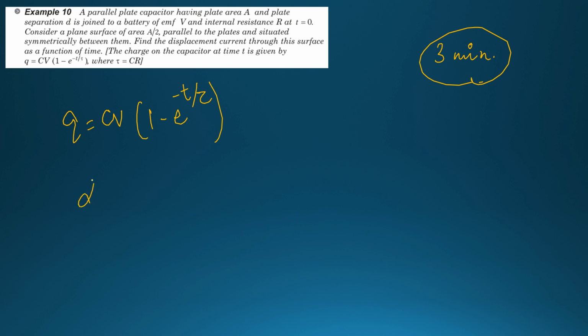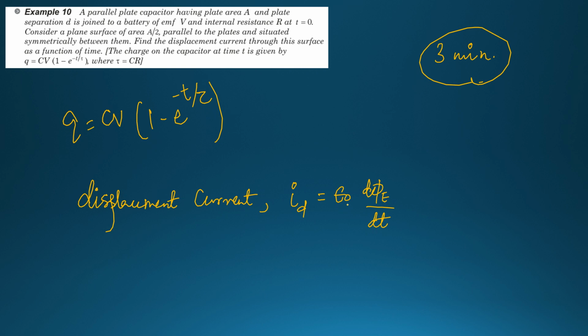Okay, displacement current formula. First, write down displacement current I D is equal to epsilon naught d phi E by dt. The rate of change of electric flux with respect to time into epsilon naught, that is permittivity of free space, is equal to your displacement current. Please write this formula. So we need flux, right? We need phi E. That is our way to calculate it.